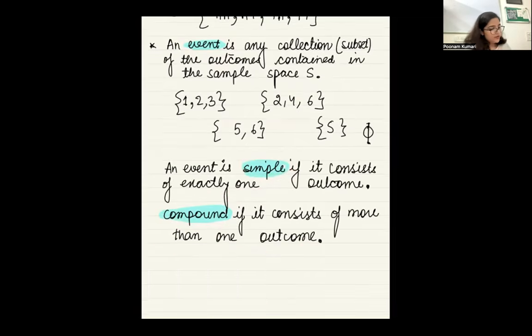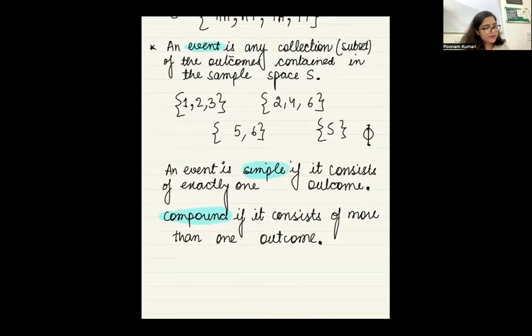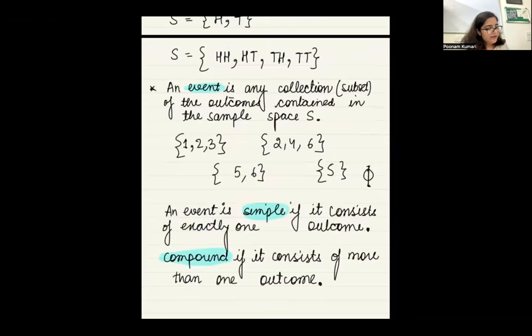All right. So there could be multiple events. In this case, let's say if I throw a die, I get 1, 2, 3. That event is getting 1, 2, 3. If I throw a die, I am getting an even number. That is also an event. If I throw a die, I get a number which is greater than 4.